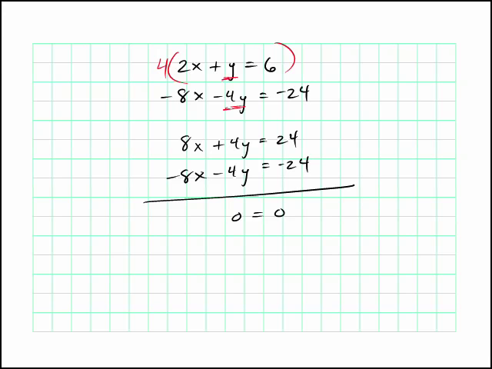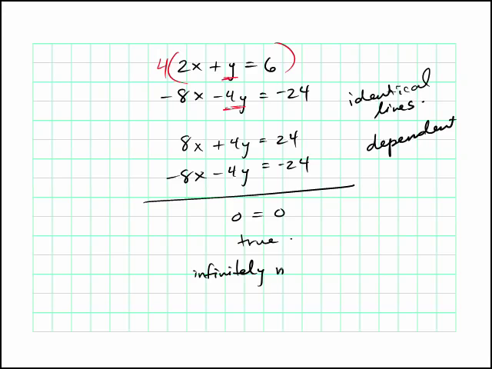Well, 0 equals 0 is true. True statement. And when all your variables cancel away and you end up with something which is true, like 0 equals 0, 5 equals 5, 10 equals 10, then this is the case where you have identical lines. Identical lines. The book would say that the system is what's called dependent, and you have infinitely many solutions to the system.